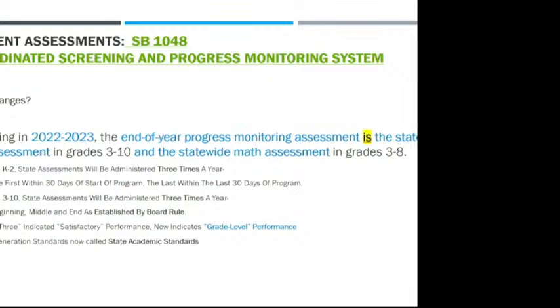In 3 through 10, the time periods are going to need to be established in board rule, so we don't have those yet. Daryl mentioned that a level 3 is now considered grade level performance, not satisfactory. And maybe a new acronym for you, the next generation standards are now called the state academic standards. So that's for subjects other than English language arts and mathematics.